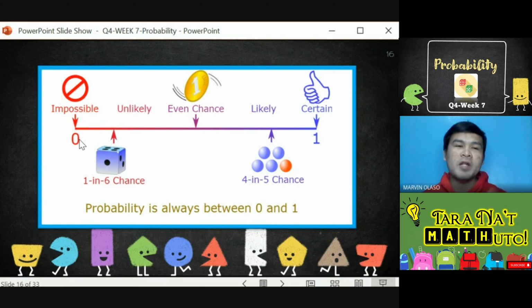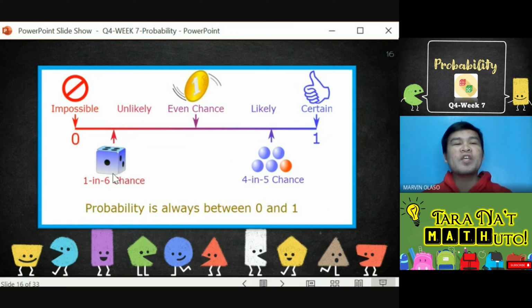Ano ba ibig sabihin ng impossible? Halimbawa, meron kang mga red marbles, tapos, anong chance na makabunot ka ng blue? Impossible kasi puro red marbles yon, di ba? Okay, naintindihan na yung impossible. Then, we will proceed to unlikely.